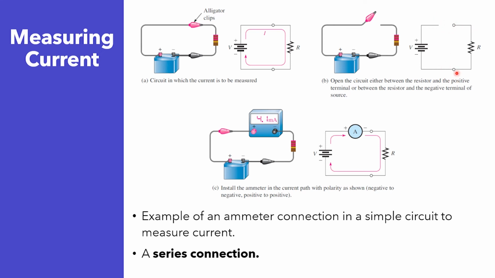Okay, assuming we open it here, we put the ammeter in to measure the current. Here is the symbol of the ammeter in the schematic diagram. The positive terminal must be connected to the positive voltage source and the negative terminal to the load. The resistor here is the load. This connection, we call a series connection. So we can measure the current that flows in the circuit.